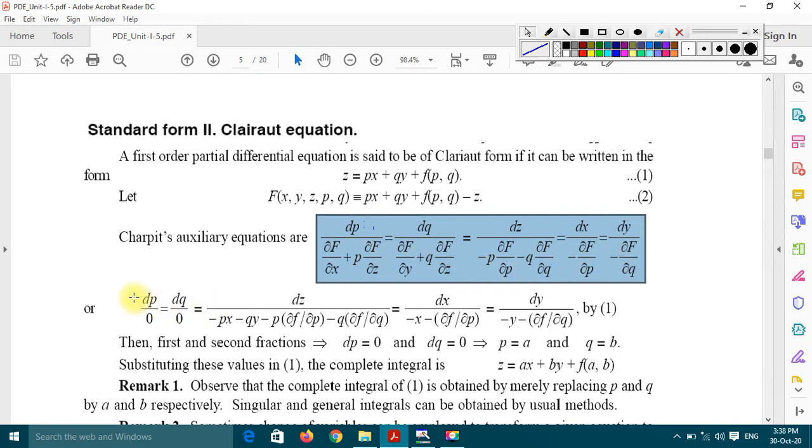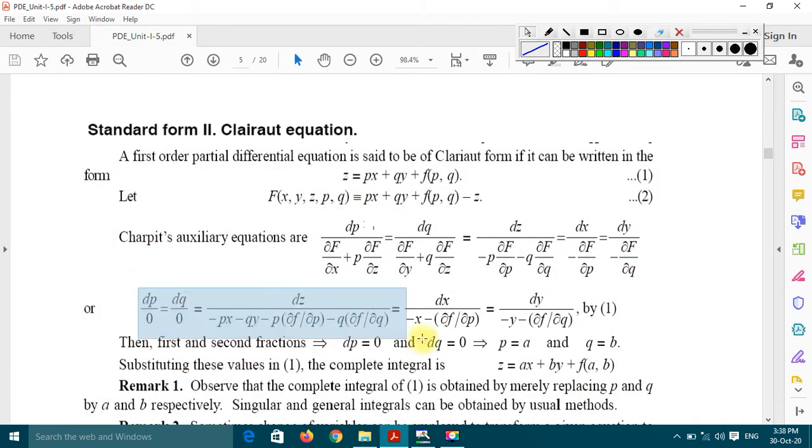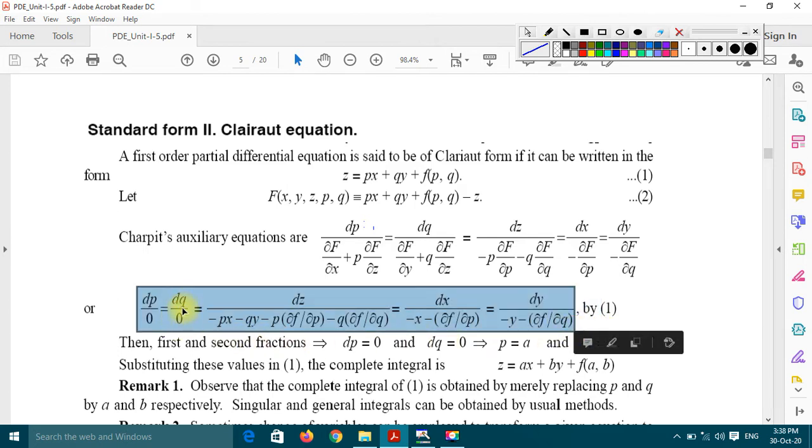We get dp upon 0 is equal to dq upon 0 and dz upon minus px minus qy minus p ∂f/∂p minus q ∂f/∂q is equal to dx upon minus x minus ∂f/∂p is equal to dy upon minus y minus ∂f/∂q. By the first and second fractions we get two differential forms, dp is equal to 0 and dq is equal to 0. It means p is equal to a and q is equal to b.